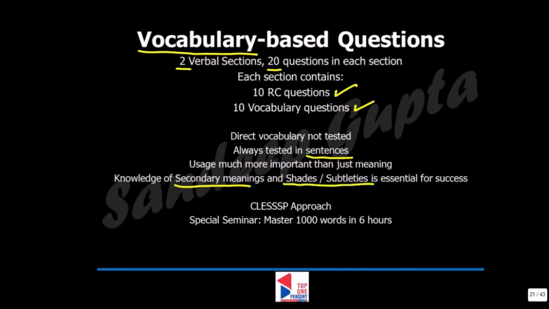Now, generally it is very difficult for people to master vocabulary very quickly, but I have devised an approach called CLESP. I have been teaching this for the last 20 plus years, and this involves 7 different steps that we'll talk about soon.